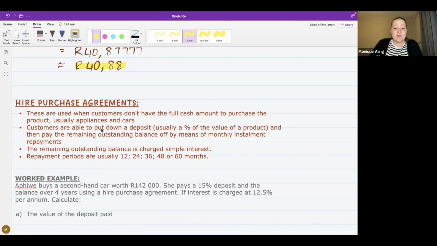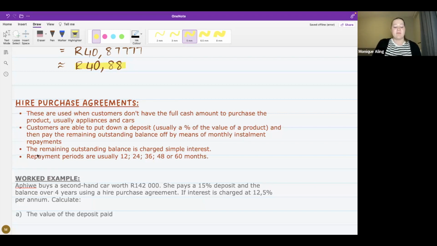It says customers are able to put down a deposit, which is usually a percentage of the value of a product, and then pay the remaining outstanding balance off by means of monthly installment repayments. So that means if you are buying something worth 50,000 Rand, you'll pay a deposit. So you'll pay a portion of that upfront. So let's say you pay 10,000 Rand of that 50,000 Rand upfront. That is your deposit. They then take the deposit off of that amount. So you still owe 40,000 Rand. Now you're going to pay that 40,000 Rand off in equal monthly installments.